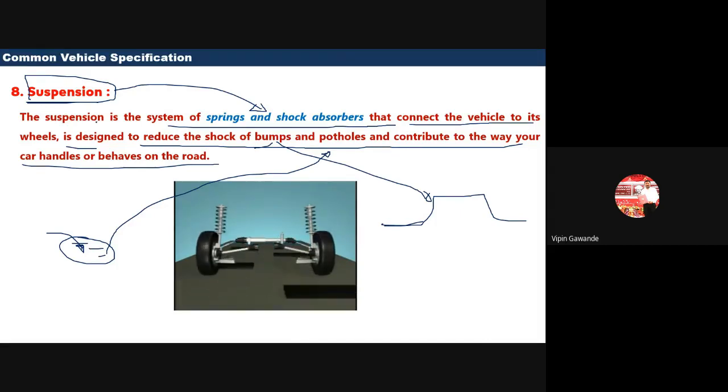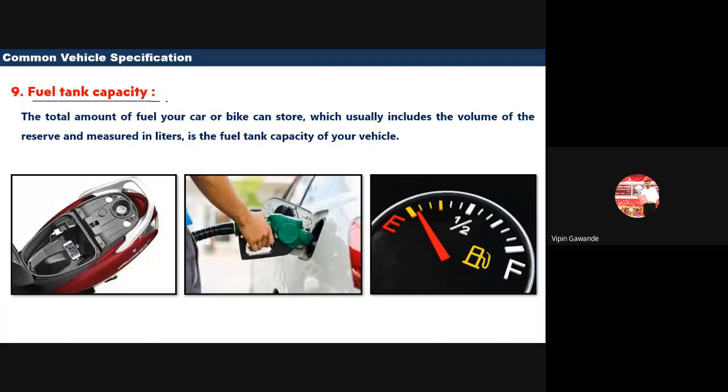Okay. So for the suspension system also, we have to check which type of suspension system is there in the particular car we are purchasing. And the main function of the suspension system is what? To reduce the shocks of the bumps and potholes, and to provide comfort to the passengers. Then we have fuel tank capacity, which we have to check.